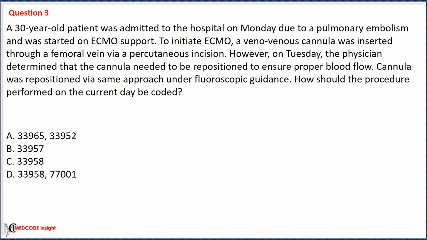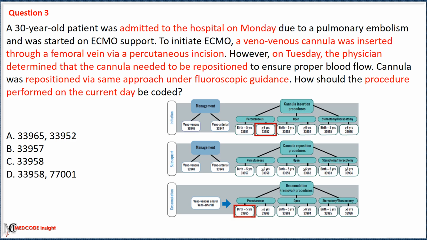Option A with codes 33965, 33952. Option B with code 33957. Option C with code 33958. Option D with code 33958, 77001. Since the cannula was repositioned on the second day under fluoroscopic guidance and the repositioning was performed on a day other than the initial insertion, we will use the repositioning codes only.